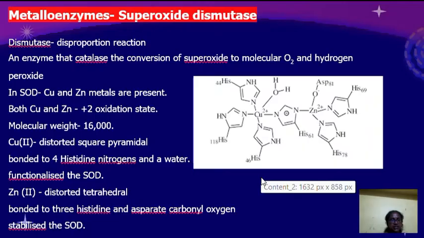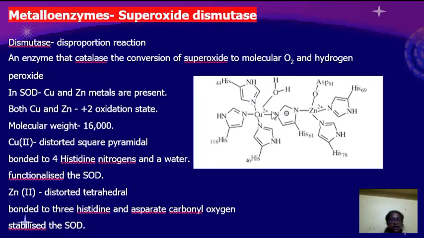It functionalizes the SOD, whereas zinc is contained in a distorted tetrahedral. It is bonded to 3 histidine and aspartate carbonyl oxygen. It stabilizes the SOD. This is the structure of the metalloenzyme, that is superoxide dismutase. On one side copper atoms are present, on the other side zinc metals are present. Both copper and zinc metals are joined by the imidazole ring, which is present in the middle of the structure.